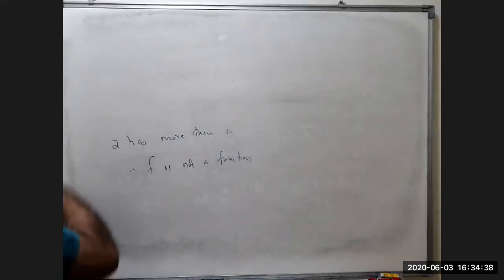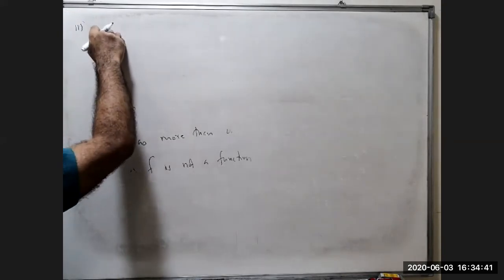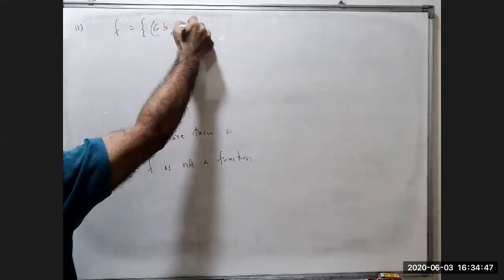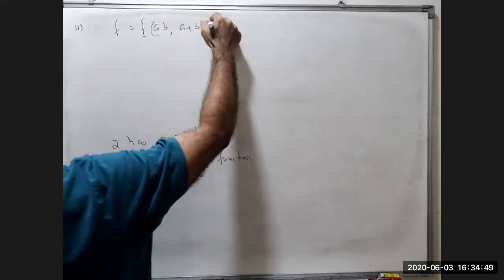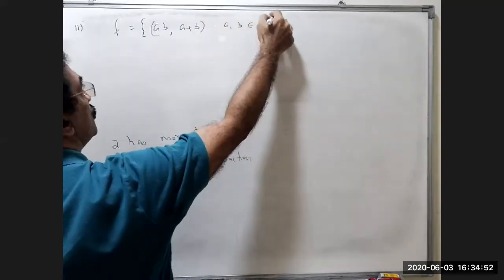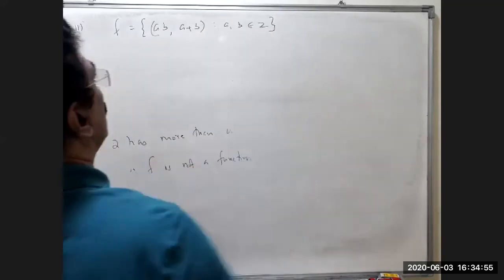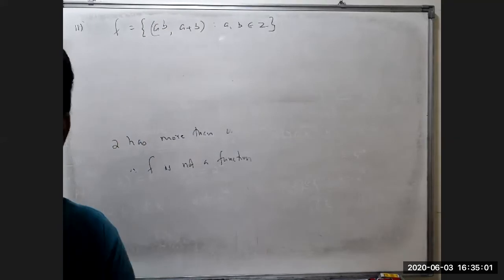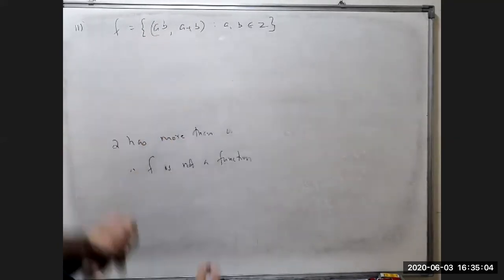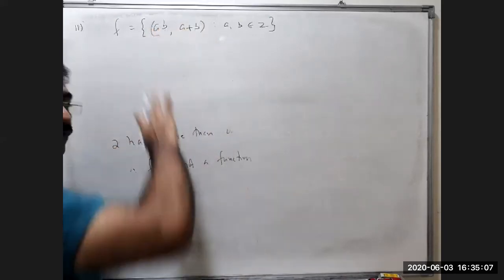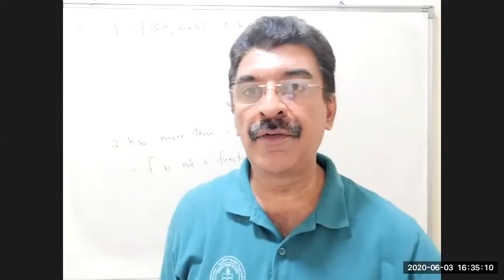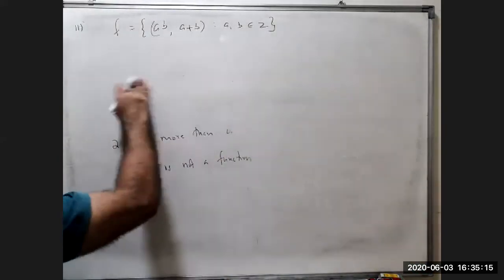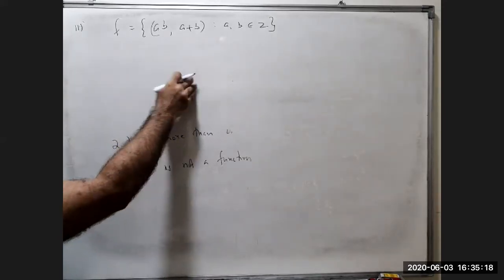See, question 11. F is AB, A plus B. AB belongs to Z, the integers. Is it a function? Product of two numbers, sum of two numbers. With the same product, do we have two images for the same product? See, there it is.